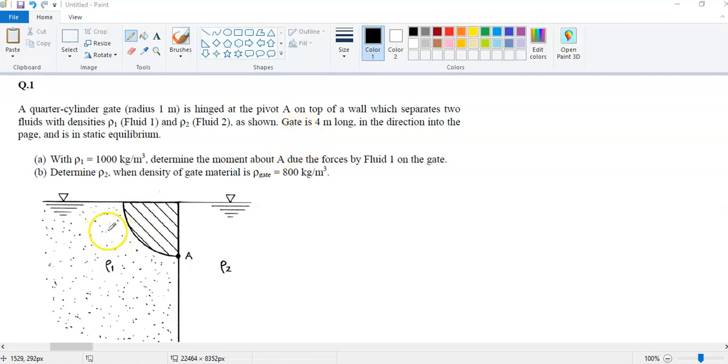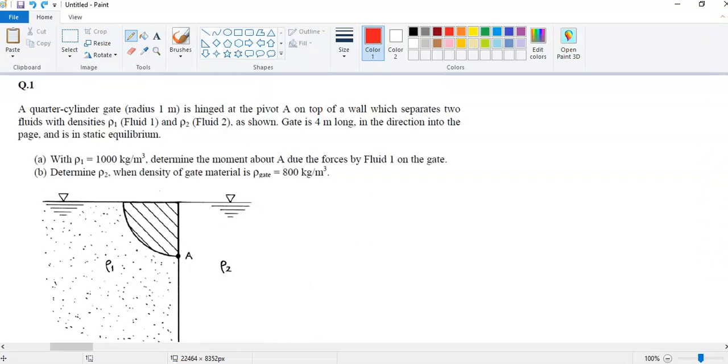So here, on the left hand side, this is the one fluid and this is the other fluid, which are separated by the wall. The density of the first fluid is ρ1, and the second fluid is ρ2. Okay, so this is ρ1 and this is ρ2. And this is the wall. This is shown here. This gate is 4 meter long.